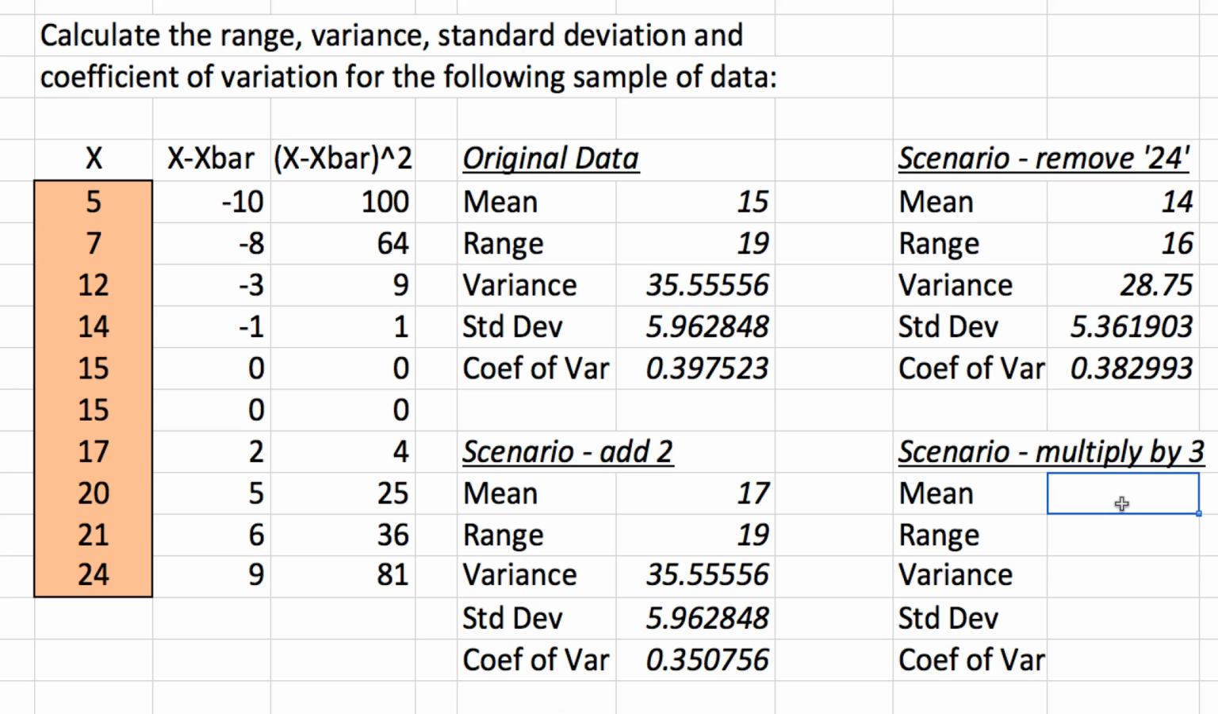Now what happens if you multiply by 3? The mean's going to be multiplied by 3 as well. So it's going to be that 15 times 3, which is 45. Now, what happens to the range, do you think? Well, the lowest observation gets multiplied by 3, and the highest observation gets multiplied by 3, so the range gets multiplied by 3 as well. So that's going to be 19 times 3, which is 57.